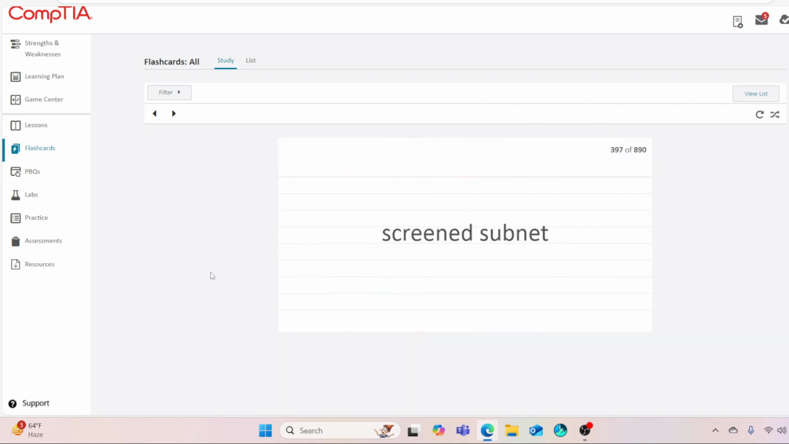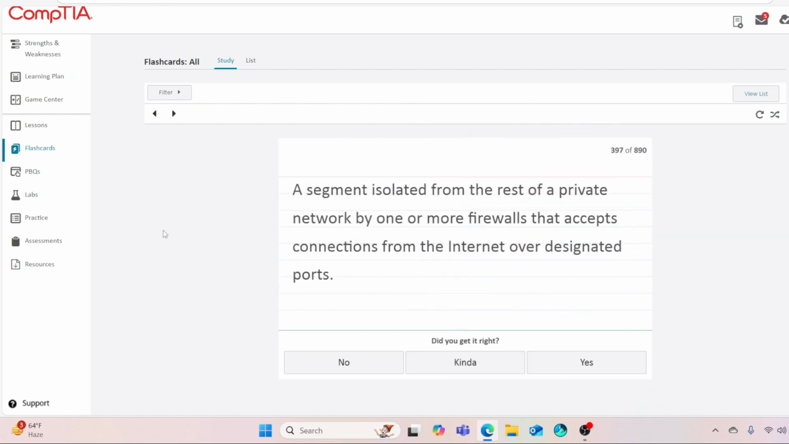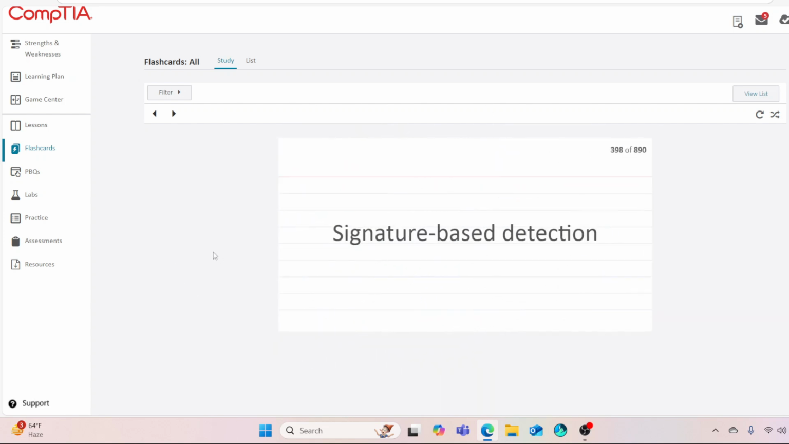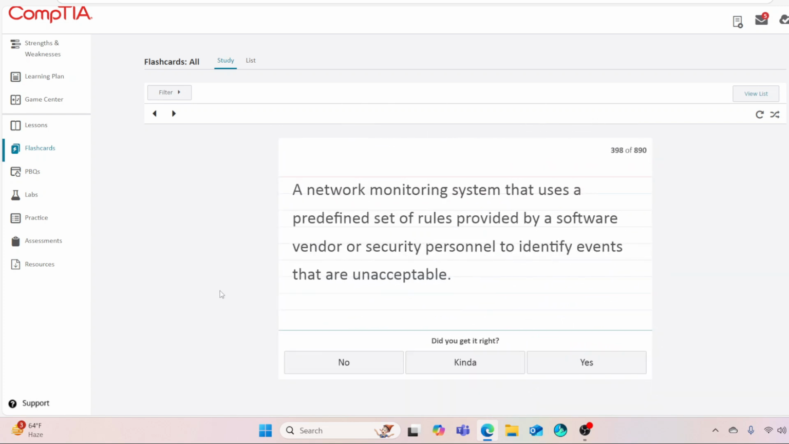Screened subnet. A segment isolated from the rest of a private network by one or more firewalls that accepts connections from the internet over designated ports. Signature-based detection. A network monitoring system that uses a predefined set of rules provided by a software vendor or security personnel to identify events that are unacceptable.